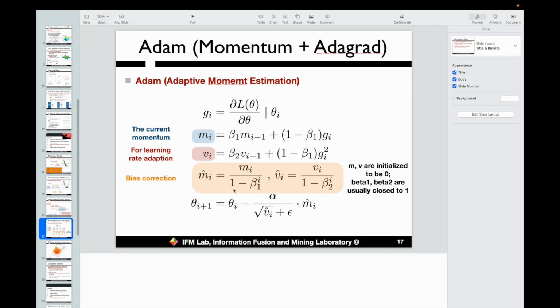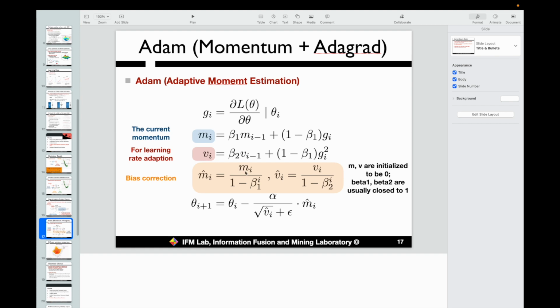We have tested this algorithm. If we do not consider this bias correction, then this algorithm will not work very well, or will work very slowly. If we have the bias correction, it allows this algorithm to work very fast and also effectively. The way we do the bias correction is to normalize these two terms, mi and vi, according to their parameters as well as iterations.